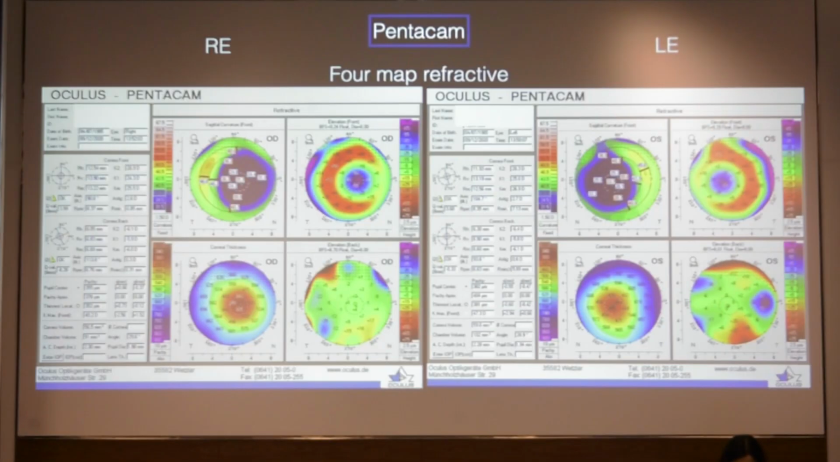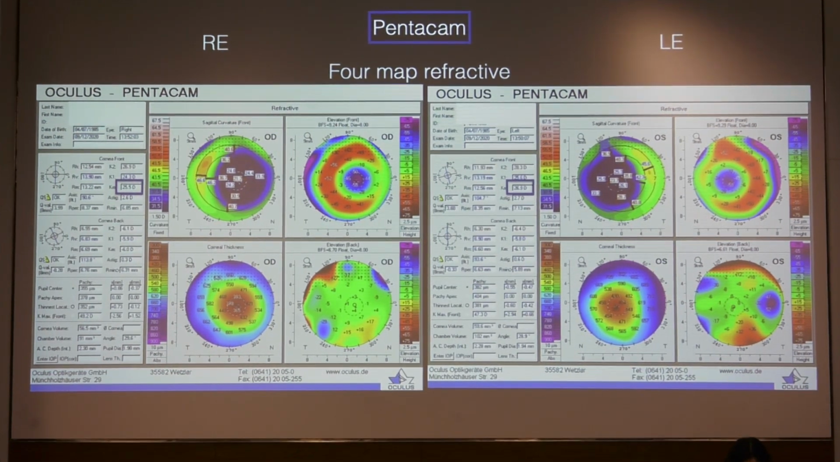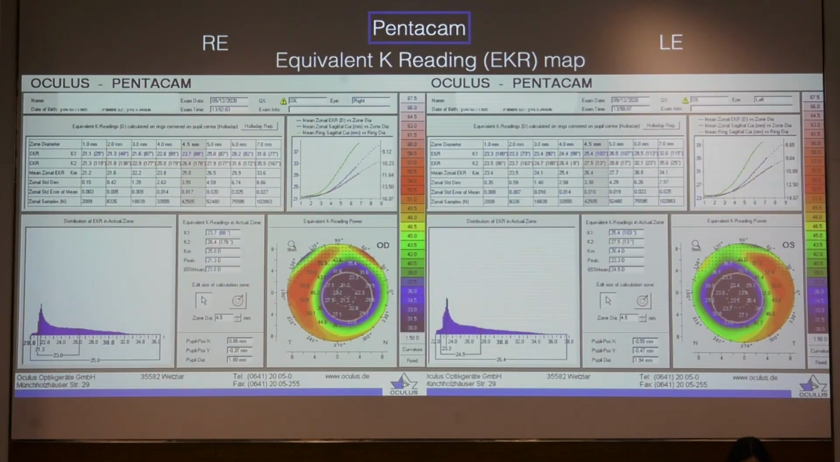Now, the optical biometer refused to give any measurements. From the axial length that you get from the ultrasound, you can see this is a high myope. What is really surprising here is just see how flat the cornea is. You see keratometry K-mean values of about 25, 26. When you look at the EKR map again, you can see in some of the zones values as low as 21, 22 diopters of keratometry.